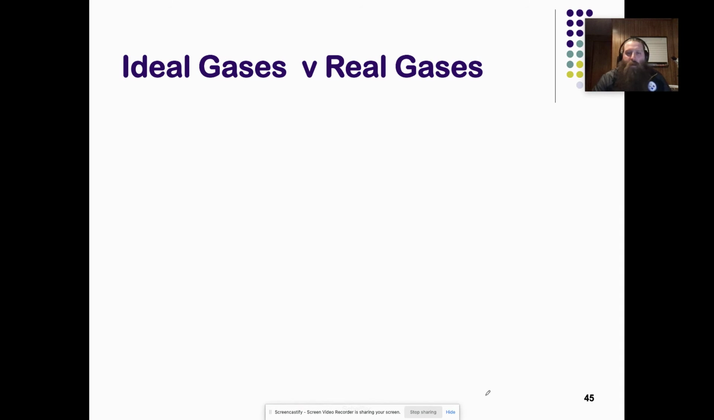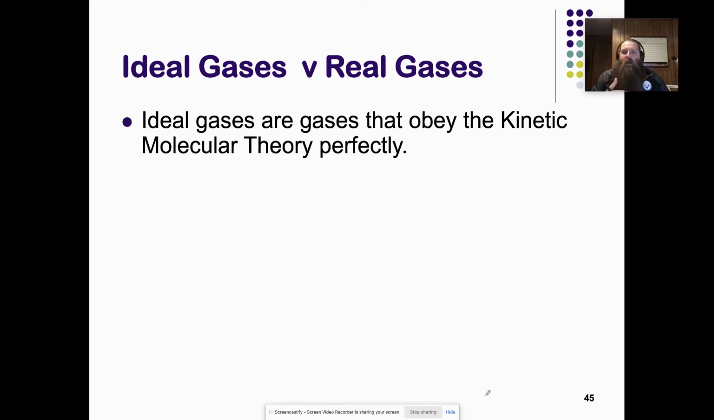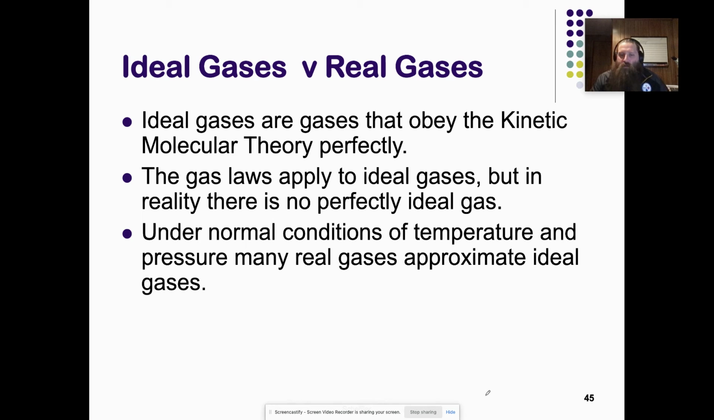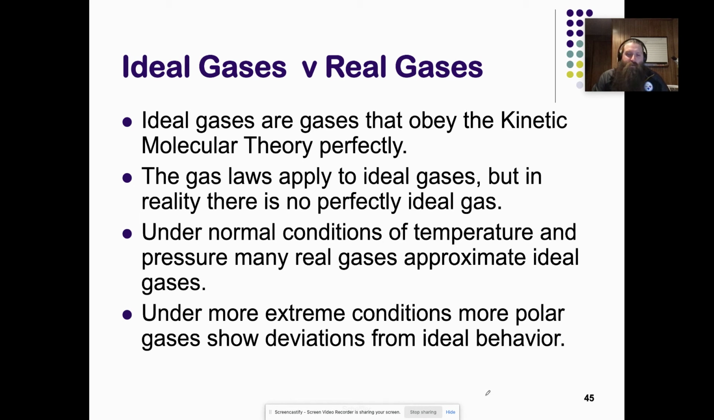Now, I do like to point out that, because this is chemistry honors, we go a little bit deeper into the difference between an ideal gas and a real gas. So an ideal gas obeys those tenets we talked about at the beginning of kinetic molecular theory. And we use the gas laws that we've talked about to talk about ideal gases. But in reality, there's really no such thing as a perfectly ideal gas. Under normal conditions, that's close enough to give us an approximation, but it's not actually true. When you start to get under extreme conditions, really polar gases especially show deviations from your ideal expectation, all right?